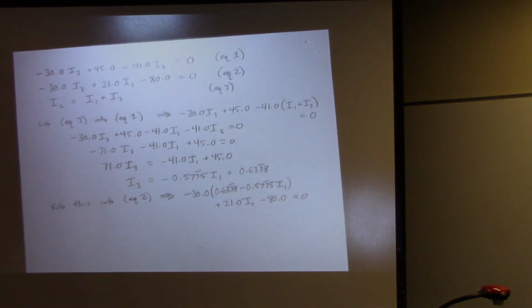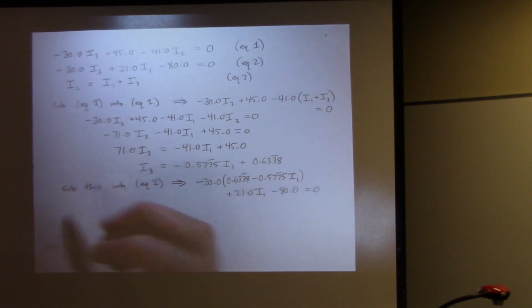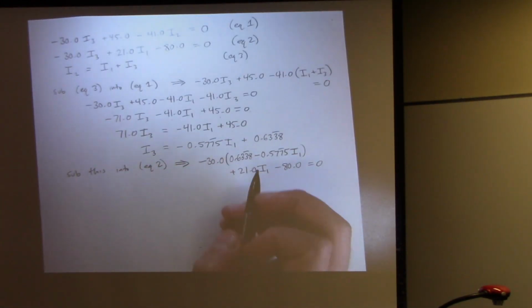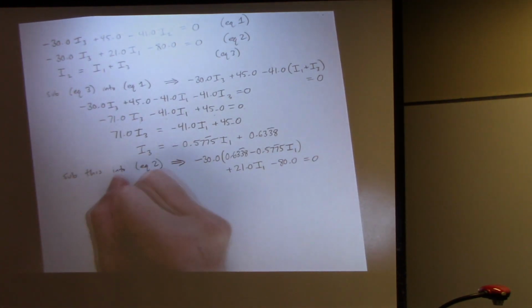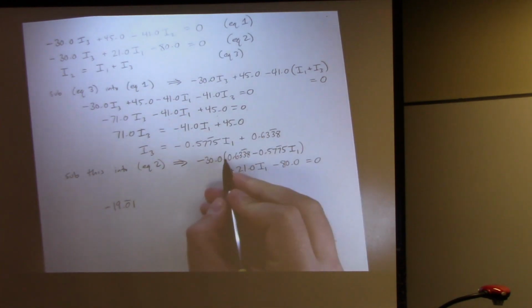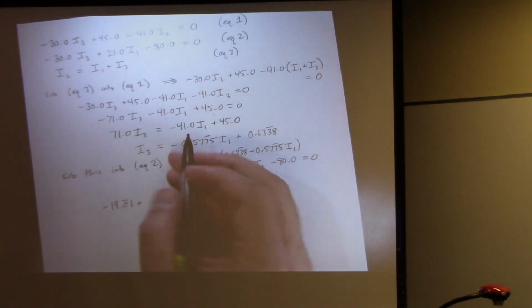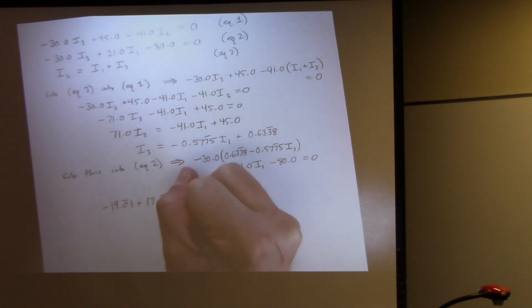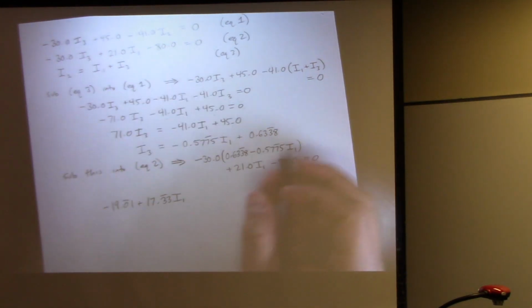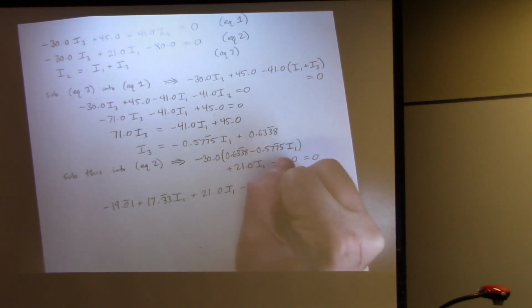Now we're at a point where we have just a single variable in a single equation, so we're almost there. We just have to sort of do the algebra. So first, let's take minus 30 and distribute it into these parentheses. So our first term is going to be minus 19.01 for this term. And the second term is going to be positive, because I have these two negative signs, when you multiply these two factors, 17.33, and that's multiplying I1. And then the rest we'll just keep as is. It's 21.0 I1 minus 80.0 equals 0.